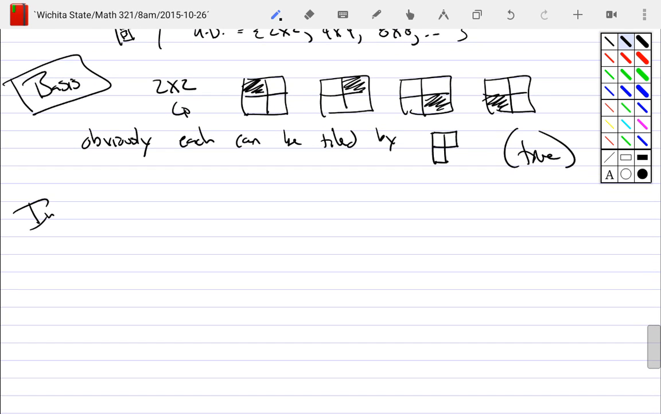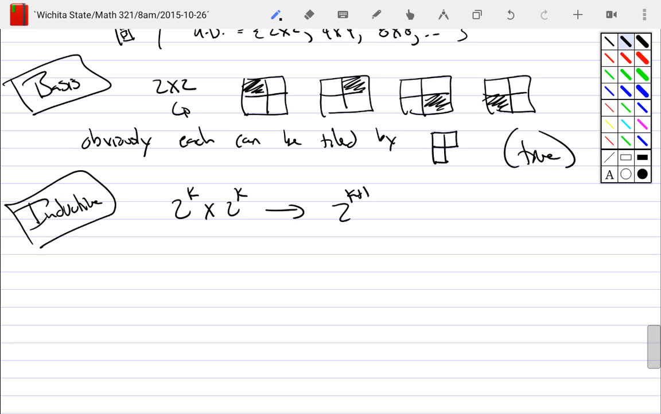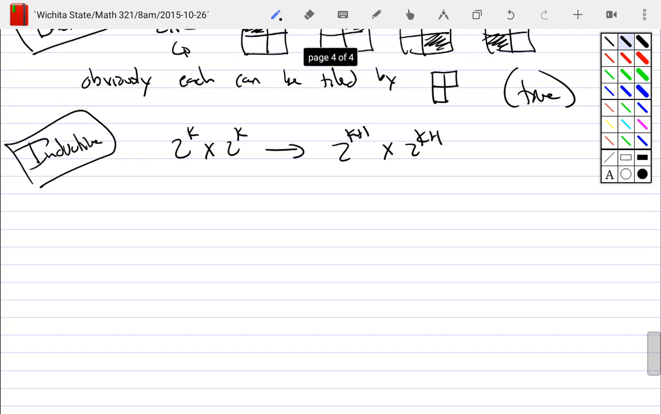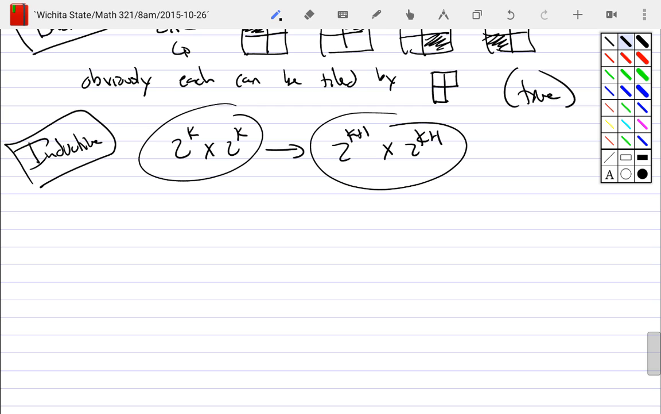What about the inductive? Inductive is, I have a 2 to the k by 2 to the k board implies a 2 to the k plus 1 by 2 to the k plus 1 board. So the question here is, assume that, show that. And the heart of this problem is going to be this. What do you notice about the difference as I increase in sizes?